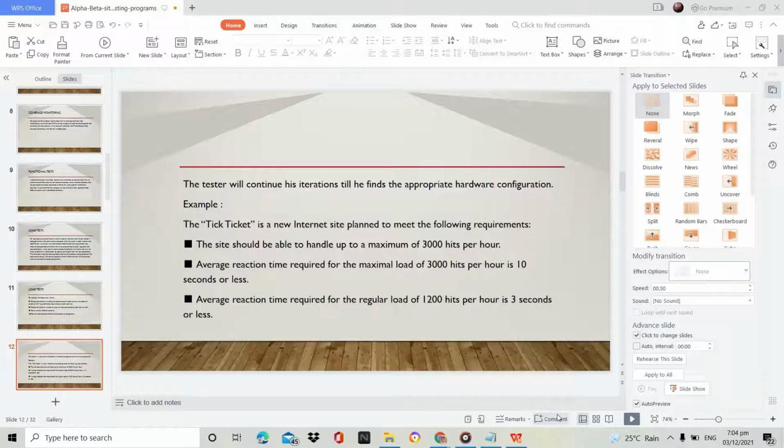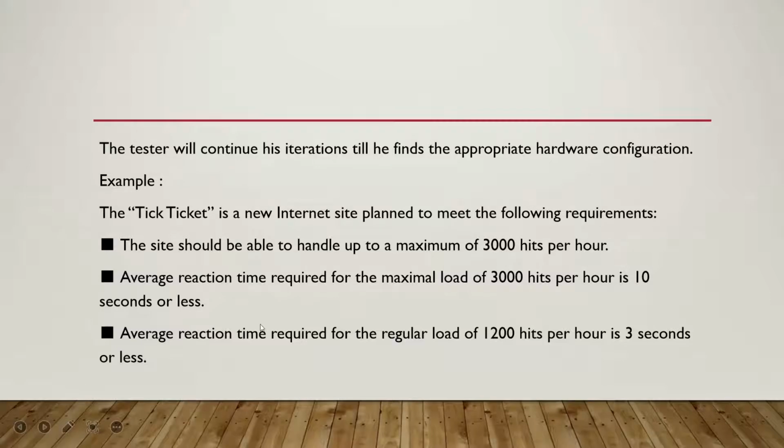The ticket is a new internet site planned to meet the following requirements. The site should be able to handle up to a maximum of 3,000 hits per hour. The average reaction time required for a maximum load of 3,000 hits per hour is 10 seconds or less. The average reaction time required for a regular load of 1,200 hits per hour is 3 seconds or less.